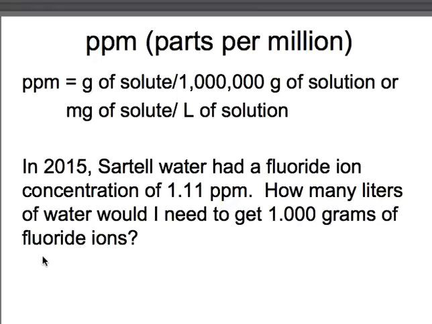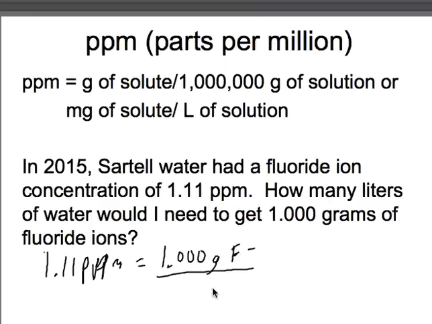Well, I'm going to set up the equation and look at 1.11 ppm. That's ppm is equal to grams of solute. So I'm going to put 1.000 grams of fluoride ions here. And that's divided by liters of solution. Let's call that x.